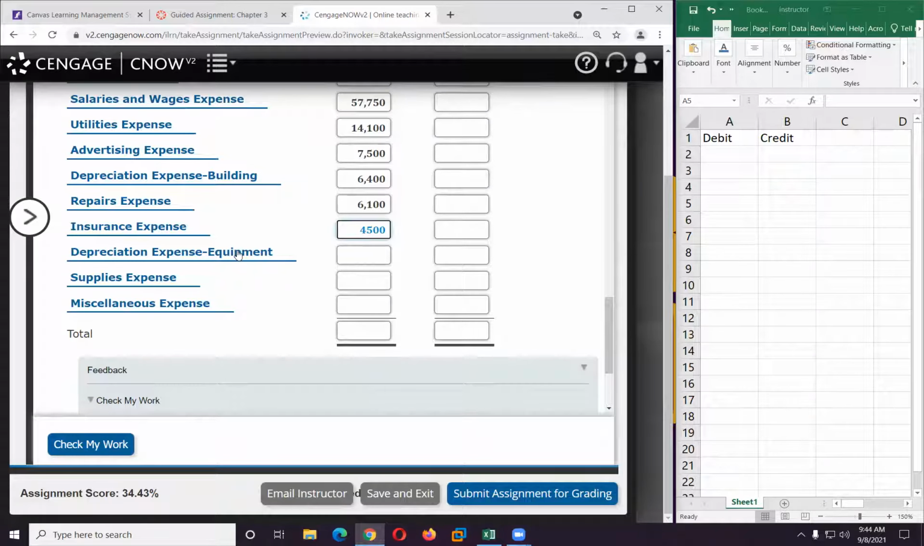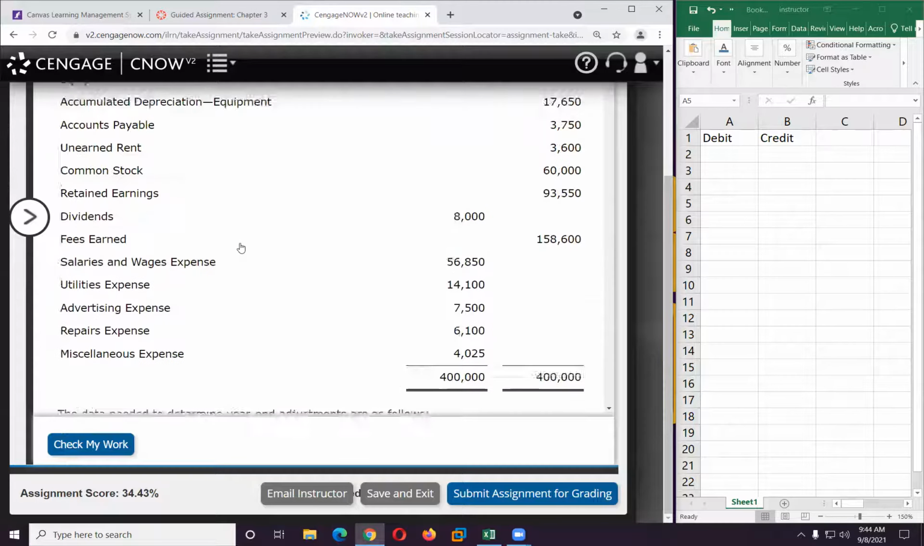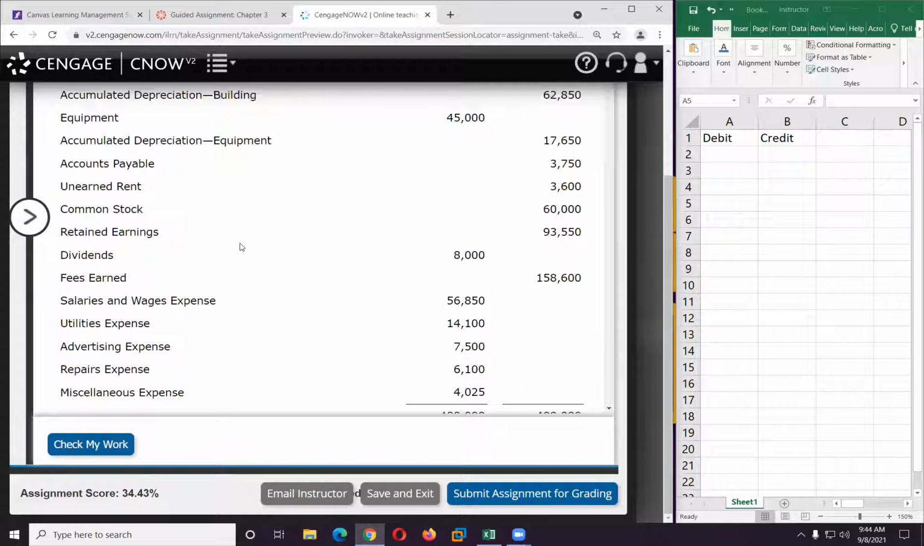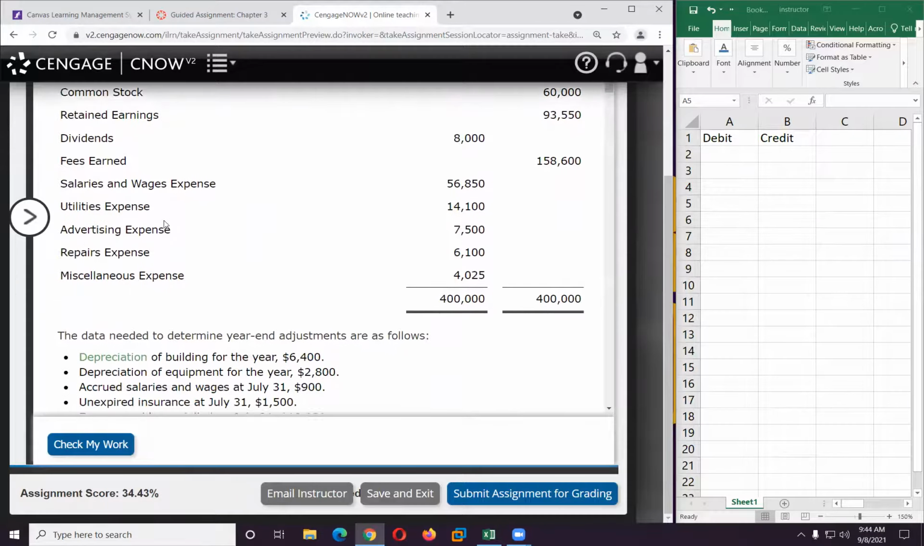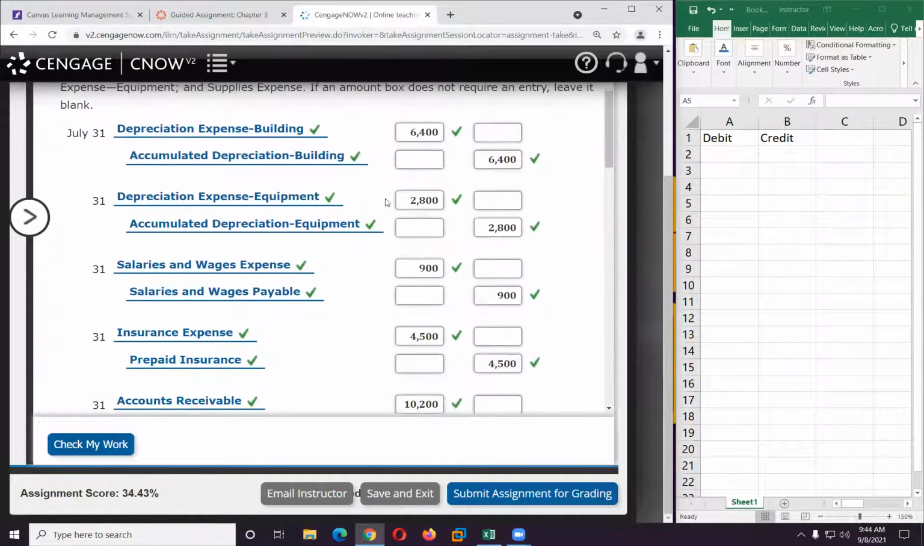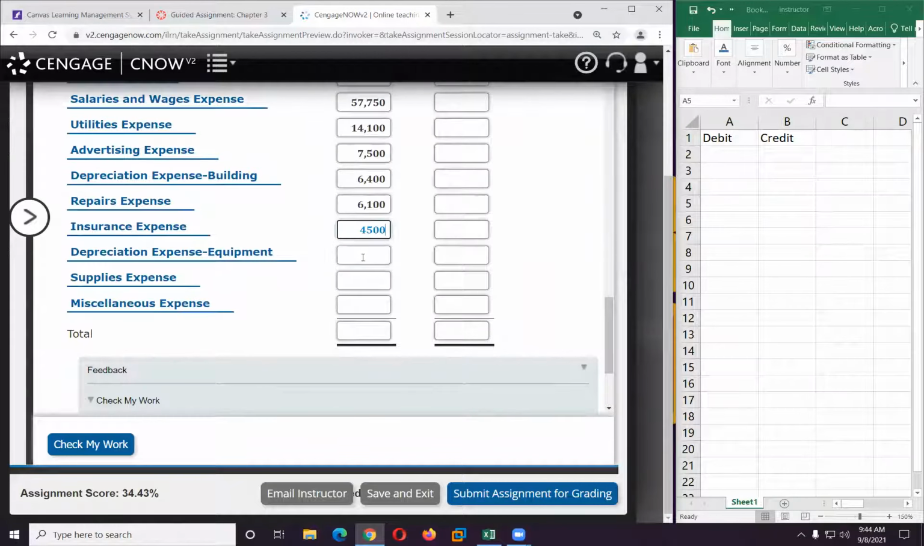Almost there. Depreciation expense on the equipment had no balance up on the unadjusted trial balance. Don't get the accumulated depreciation on equipment account confused with the depreciation expense on equipment account. Happens a lot in real life, okay? So there's no balance on depreciation expense for equipment. We did an adjustment, a debit of 2,800. So the new balance will be 2,800.